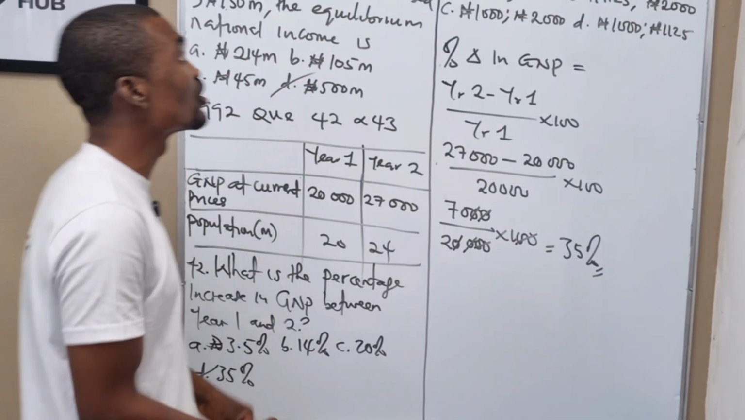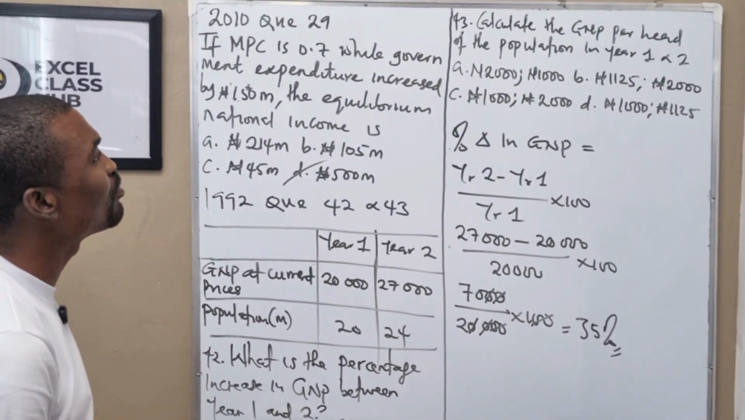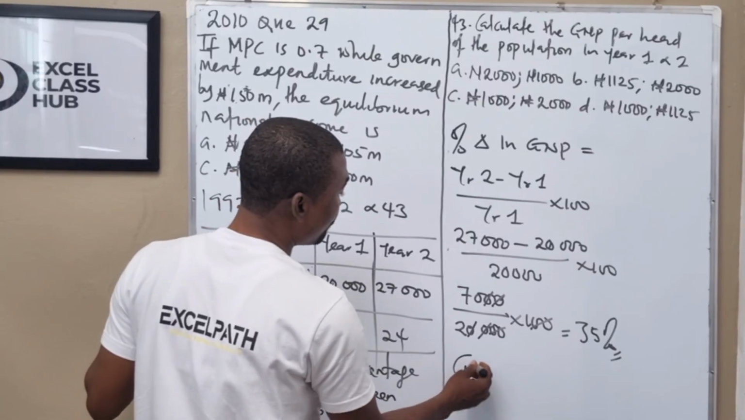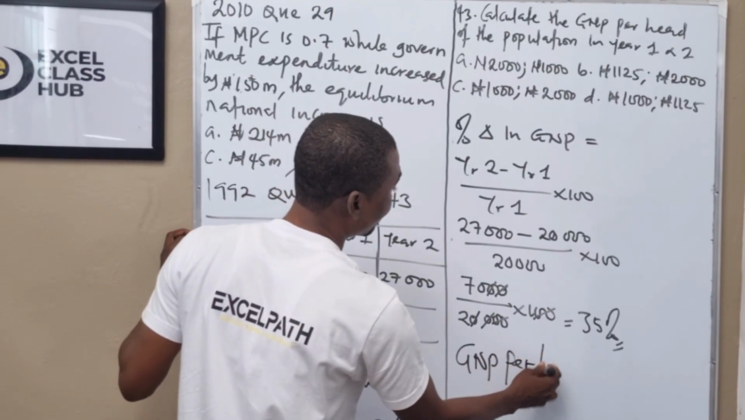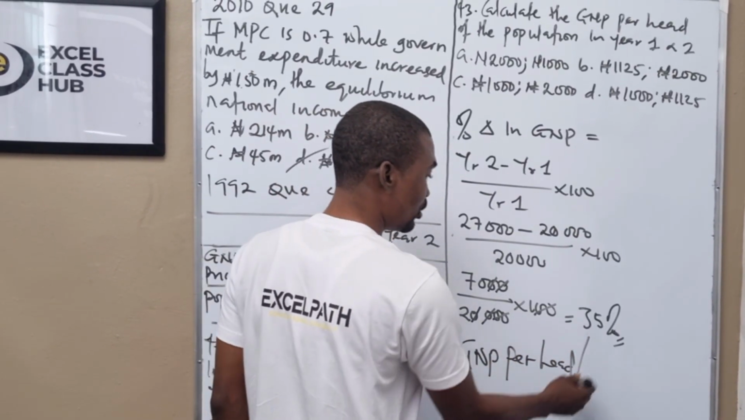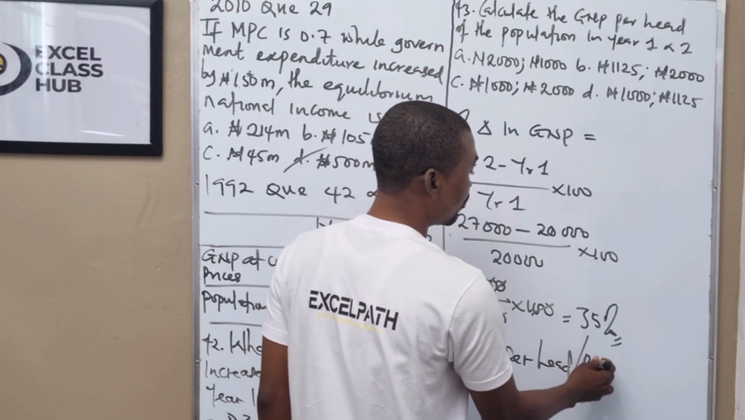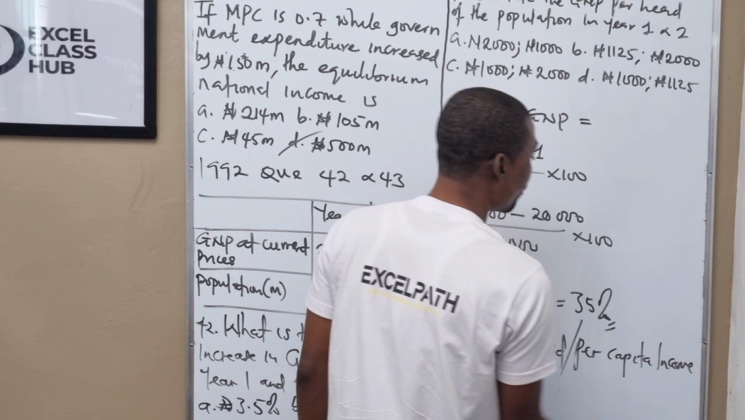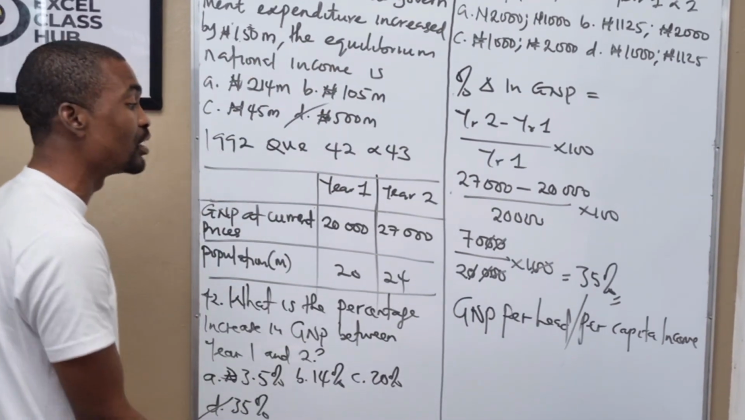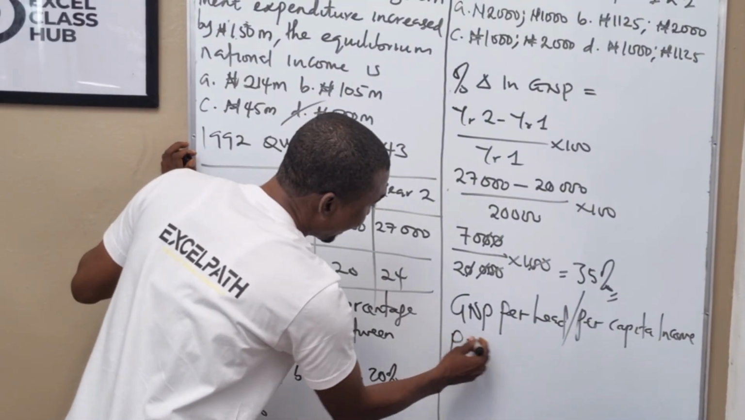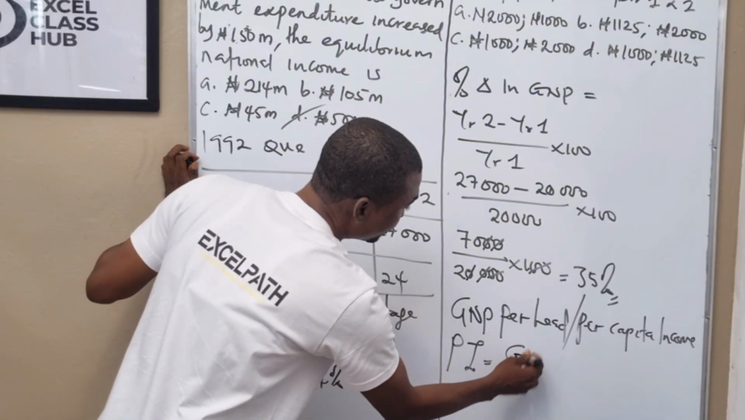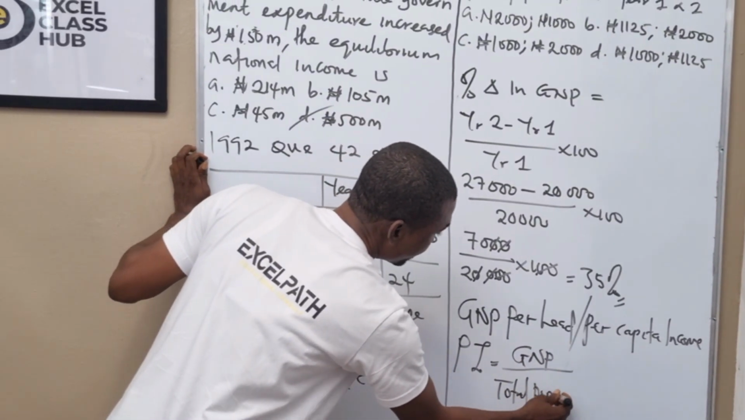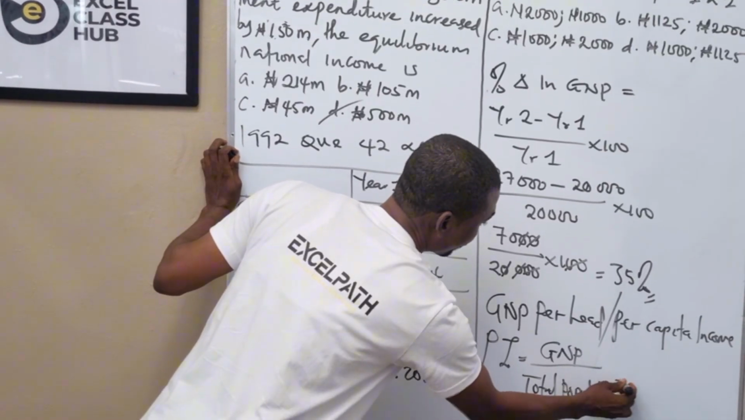Then the last question, question 43. We are to calculate the GNP per head of the population in year 1 and year 2. Take note, your GNP per head is also the same thing as the per capita income, because some questions will ask you to calculate the per capita income. It's still the same formula. So your PI, which is per capita income, is GNP divided by total population.